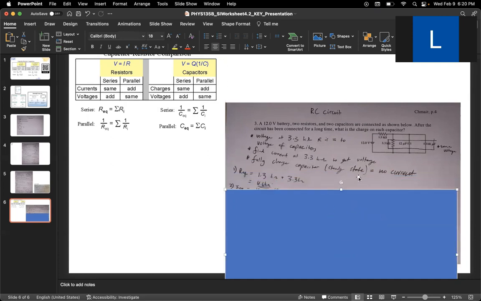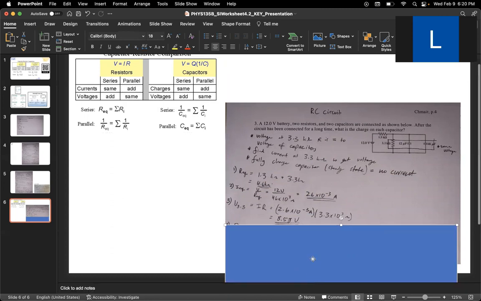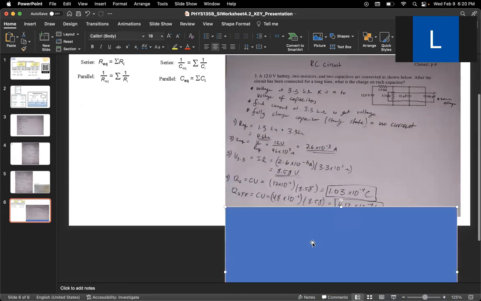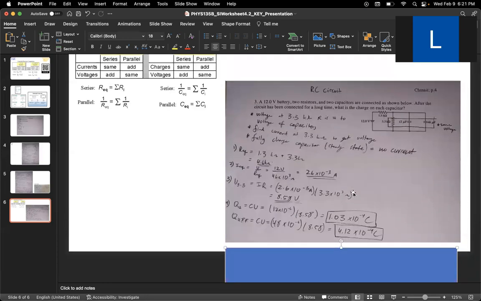So we're just going to first find that equivalent resistance. Then we're going to solve for the current. And with that current value, we can now solve for voltage. And we know that the voltage is going to be constant between these two. We're already given their capacitance values. So now we just have to multiply by 12 microfarads and 48 microfarads. And we'll come out with our answer for the charges on both capacitors.